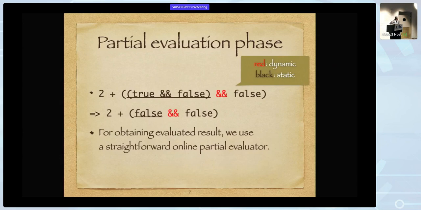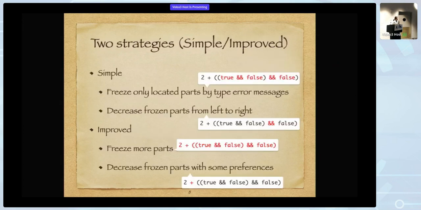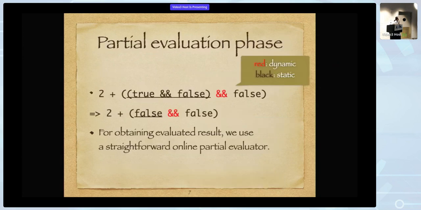Then in the partial evaluation phase, we pass this annotated program to partial evaluation. In this case, there is a true and false. That expression is evaluated to false using partial evaluation. And for this partial evaluation phase, we just use a state-part online partial evaluator because that is enough. And of course, you might already know, false and false should be evaluated to false.